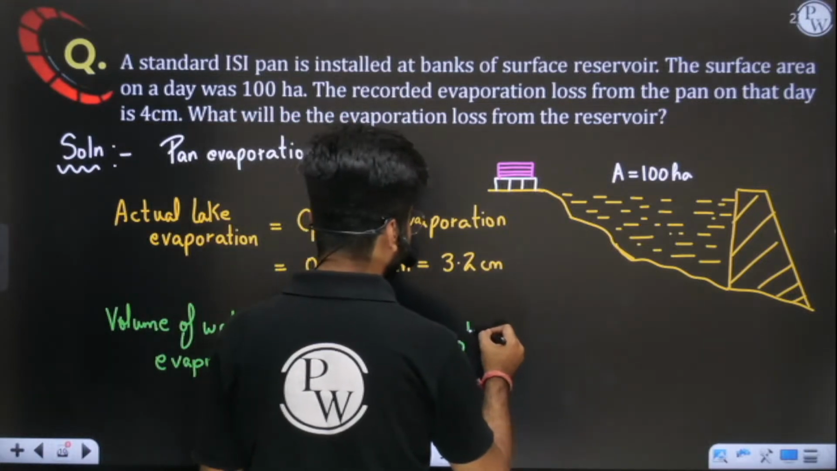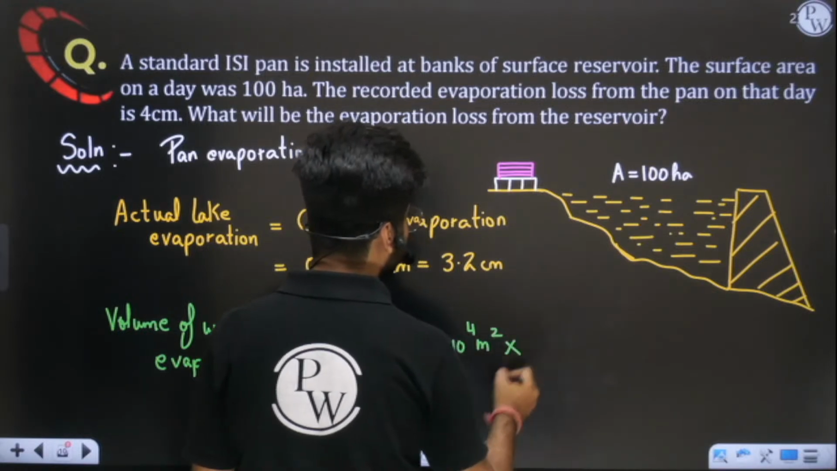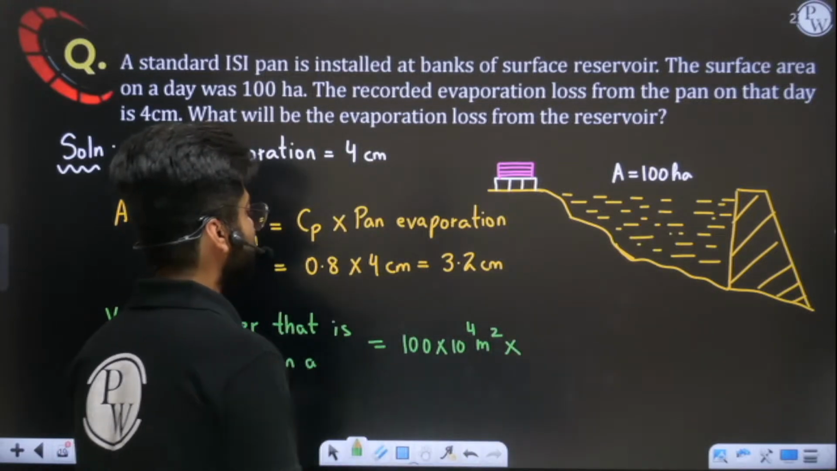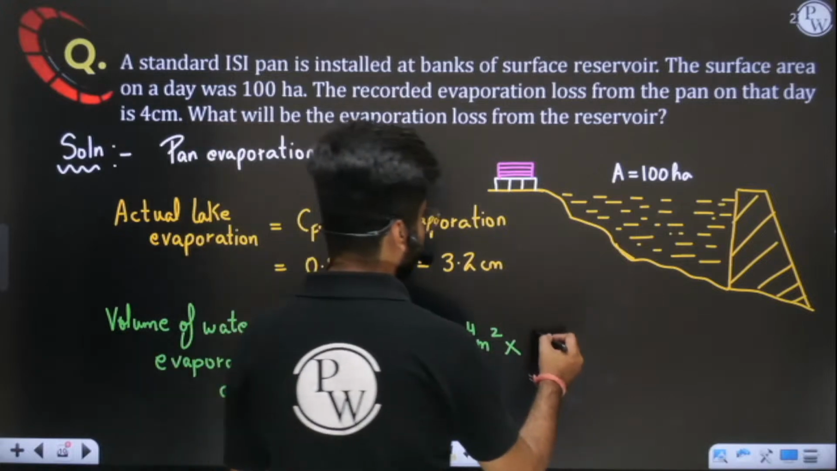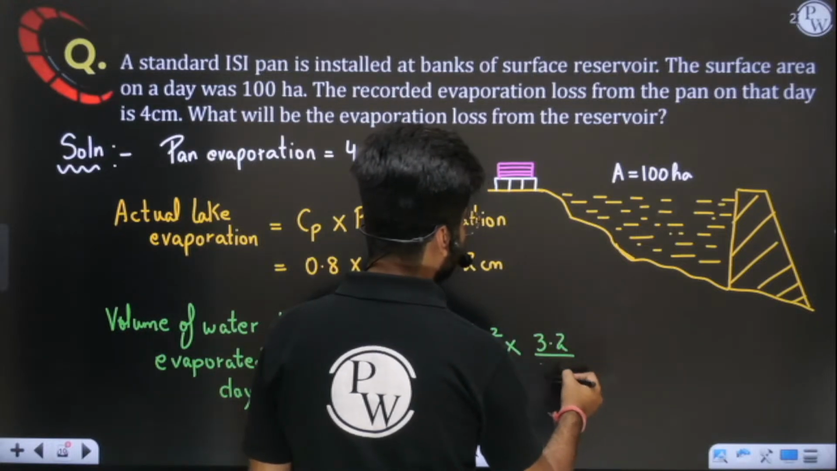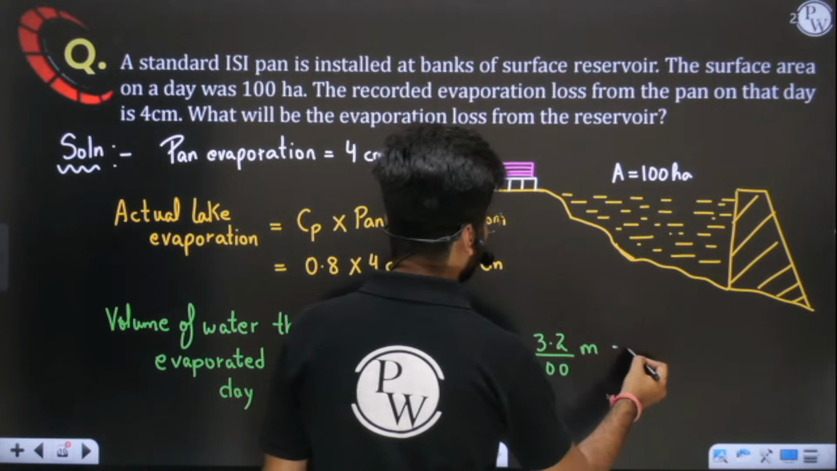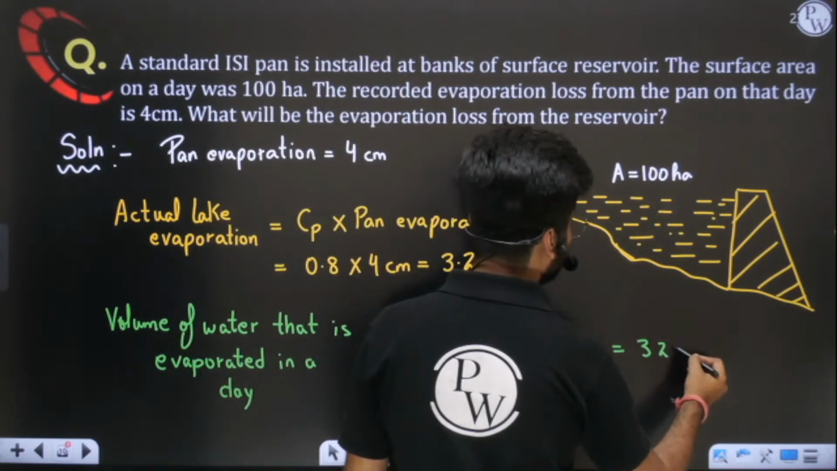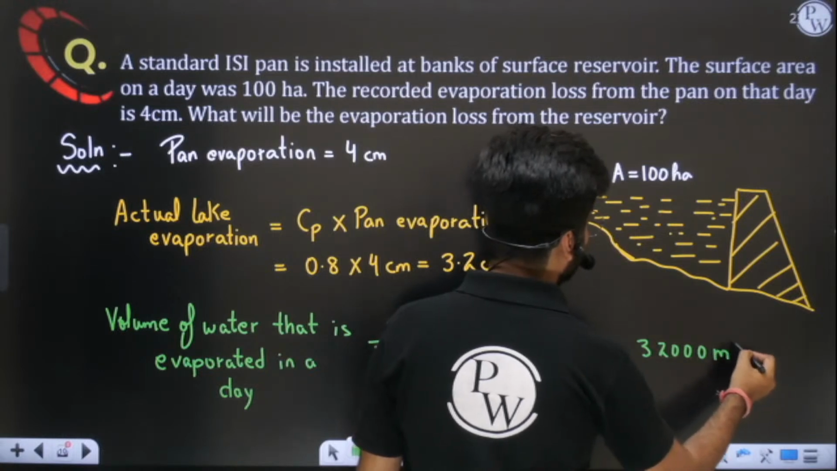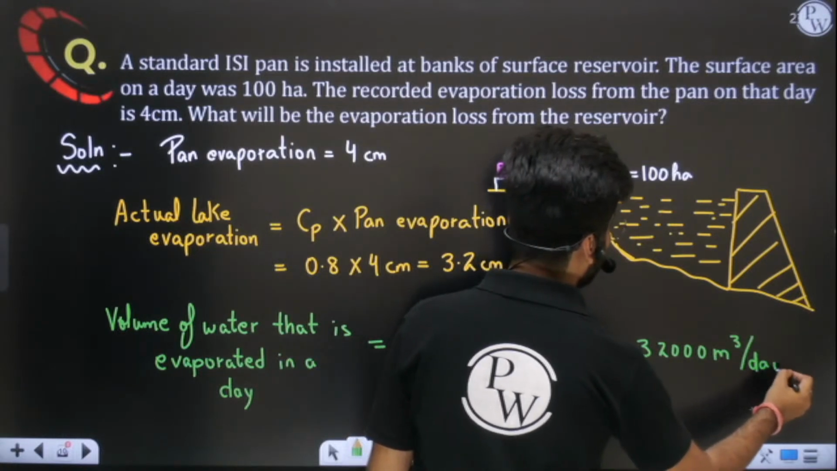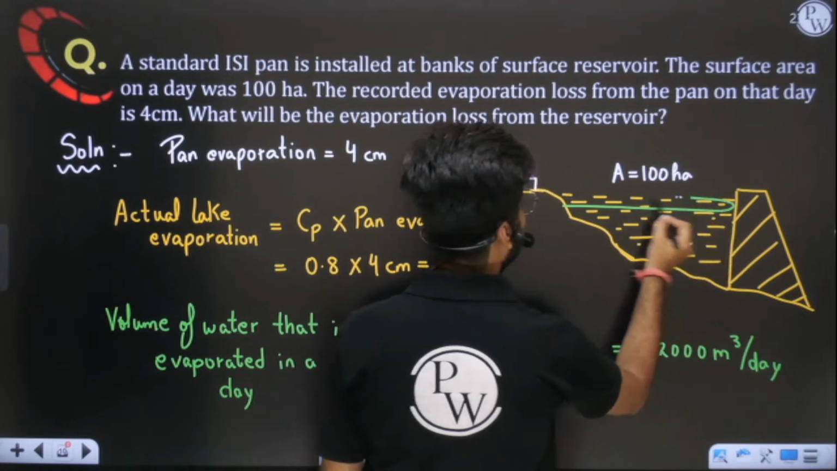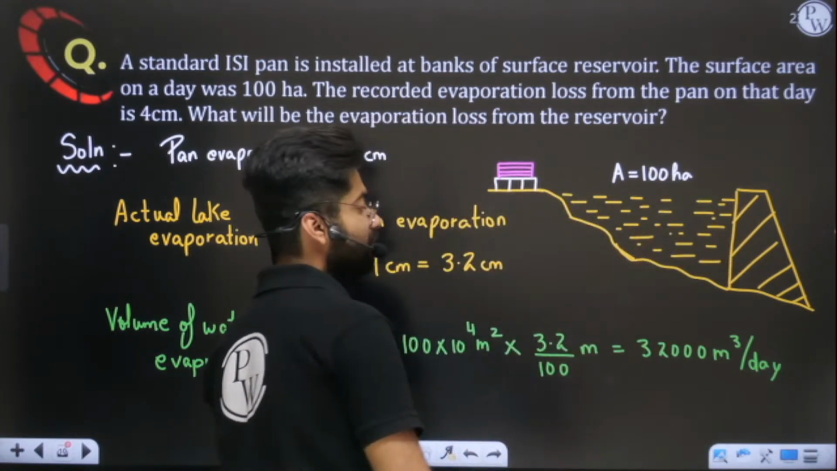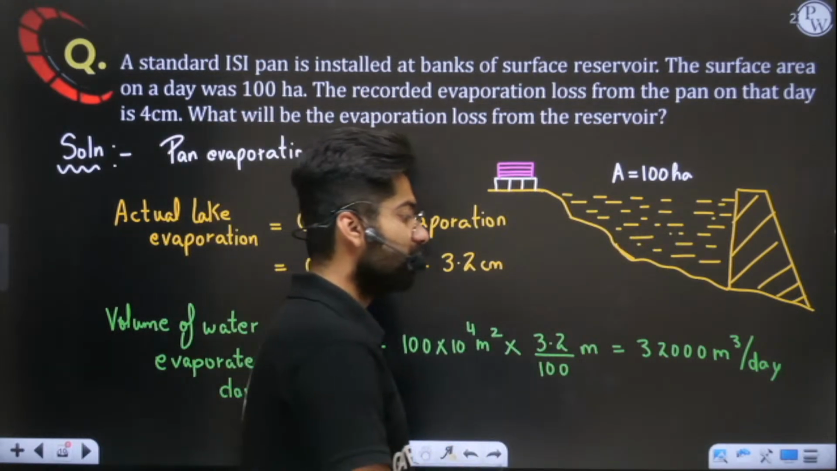100 hectare is 10 power 4 meter square into depth. Depth is 3.2 centimeter. Convert this into meter, and the 100 will get cancelled. This will be 32,000 meter cube per day. Every day, how much volume of water is getting evaporated from here? 32,000 meter cube. This is a huge amount of volume.